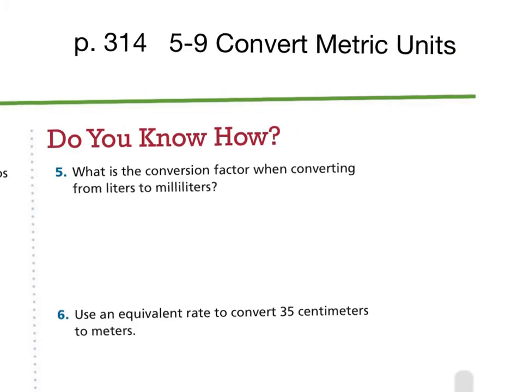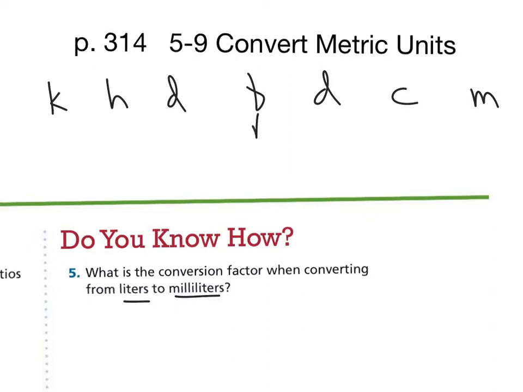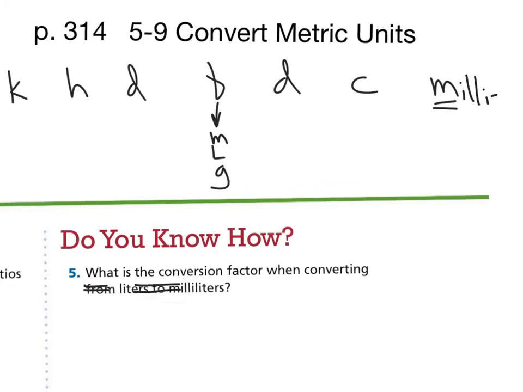A lot of what we talked about the other day, we talked about a phrase to help us remember our conversions: King Henry died by drinking chocolate milk. So liters to milliliters. B is for our base units, so that's meters, liters, and grams. If we're trying to go from liters to milliliters, M is for the prefix milli. So milliliters, millimeters, milligrams.